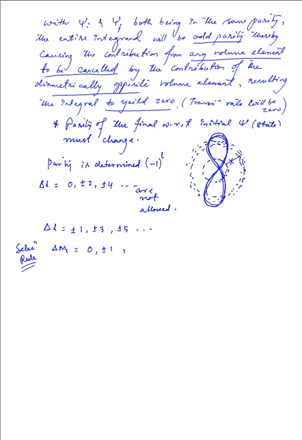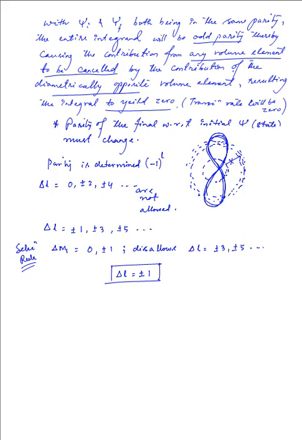So this rule disallows del L to be equal to plus minus 3, plus minus 5, and so on, that is higher than plus minus 1, because that would have del M to be greater than 1. Finally, we end up with a selection rule del L equal to plus minus 1. This is the selection rule that we have for L. The electric dipole selection rule is therefore del L is equal to plus minus 1.